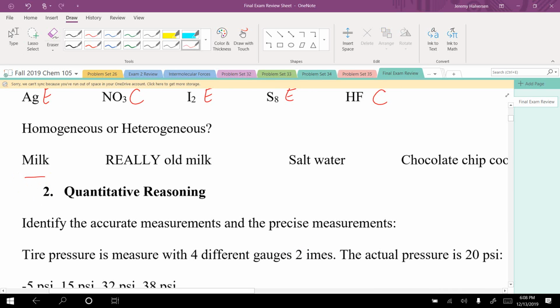Okay, and then homogeneous or heterogeneous, these are mixtures, right? So milk, yeah, that's homogeneous. This would then be heterogeneous. Salt water, homogeneous. And chocolate chip cookies?